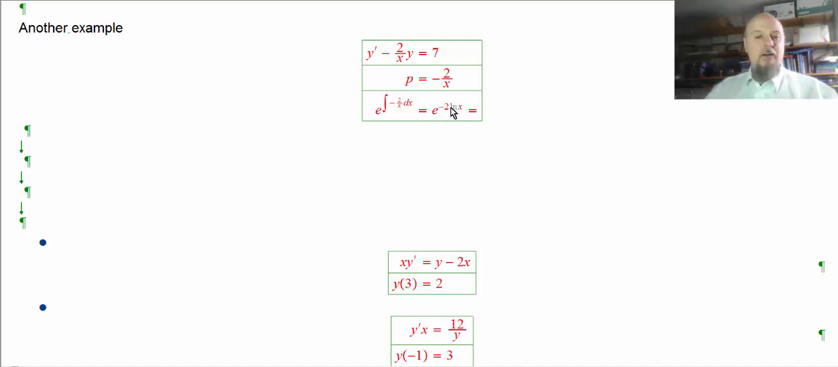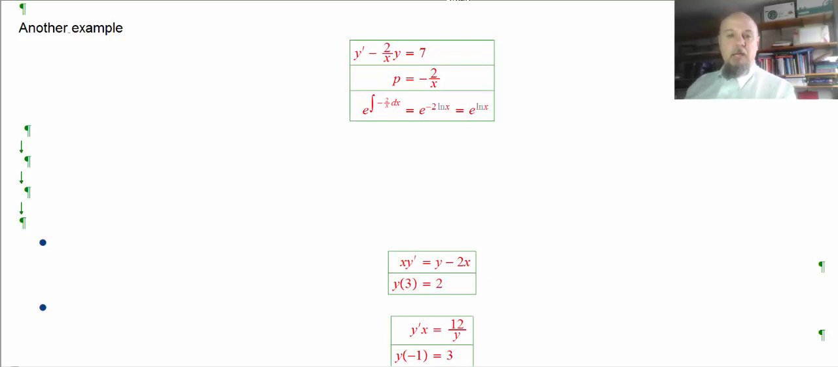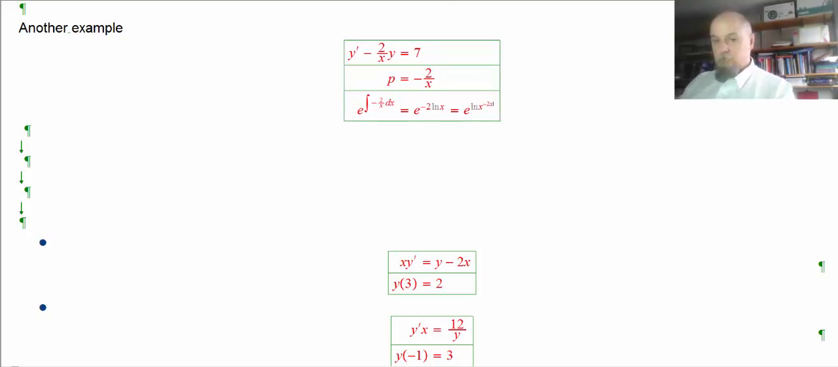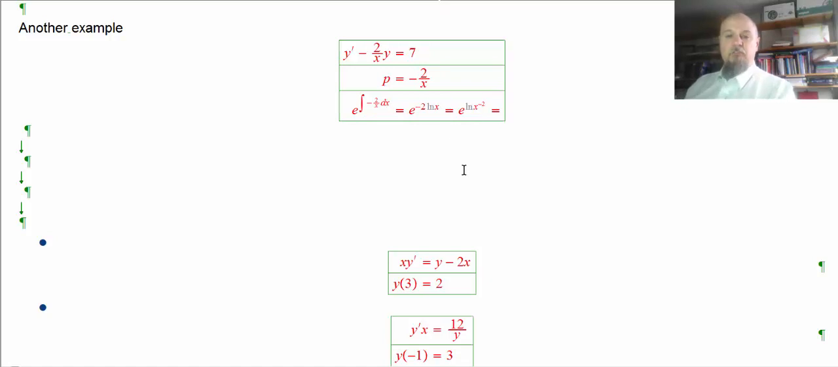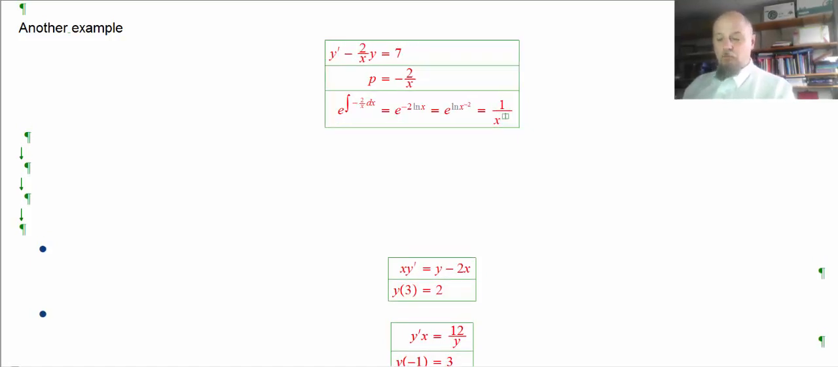And what I mean by that is if I have a ln inside the integration like I do here, then I should use the fact that e and ln are inverse functions and cancel each other out. So that's going to be e to the ln. I'm bringing that minus 2 exponent inside the ln, and now I can cancel the e and the ln, so this whole integrating factor is just x to the minus 2, or I could write that as 1 over x squared.